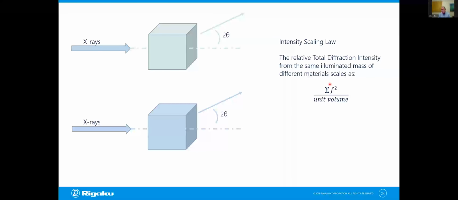As I mentioned at the beginning, it's related to electron density, but not quite, because it's the square of the number of electrons per atom, and then summed over all the individual atoms themselves. So this is the intensity scaling law. This is the heart of direct derivation that allows it to be applied to a broad range of materials. It's a very simple formula, but it works out very, very well.